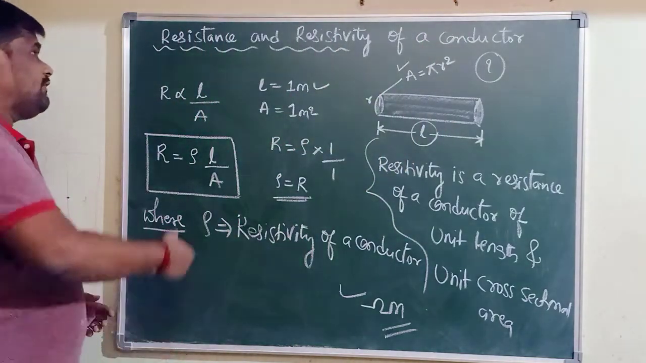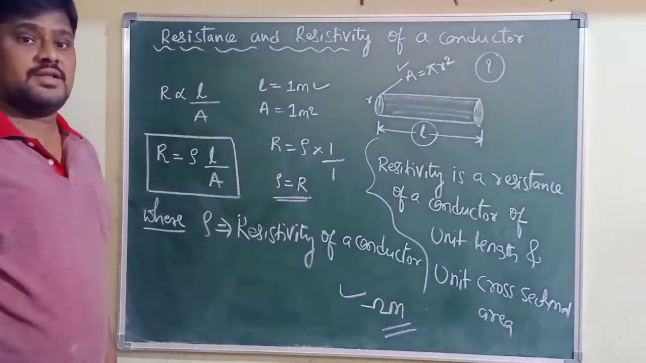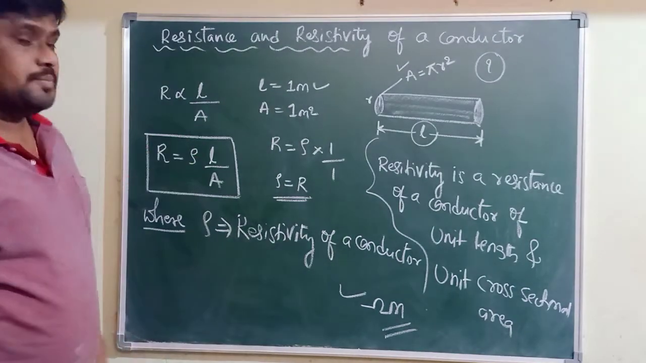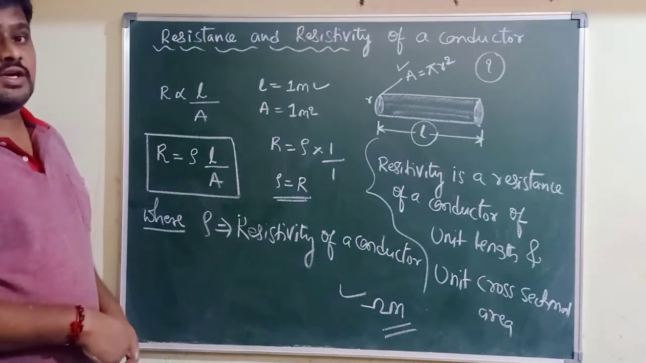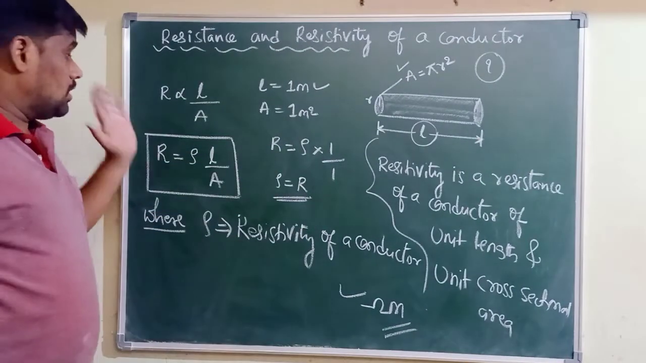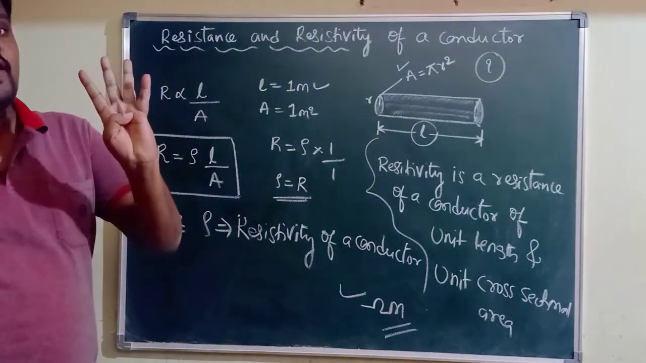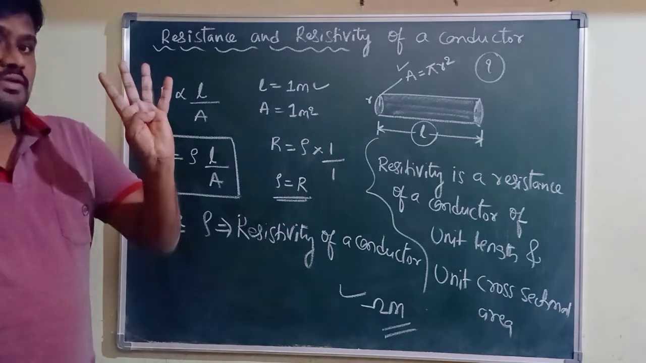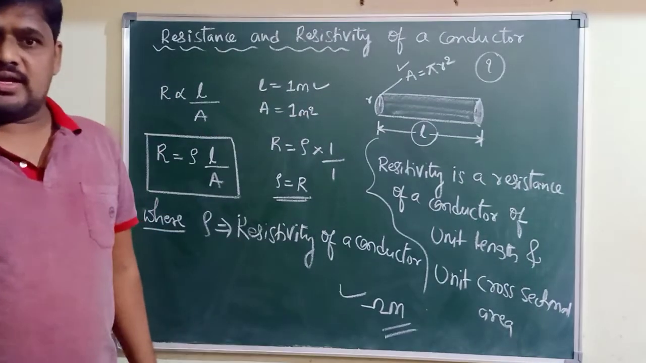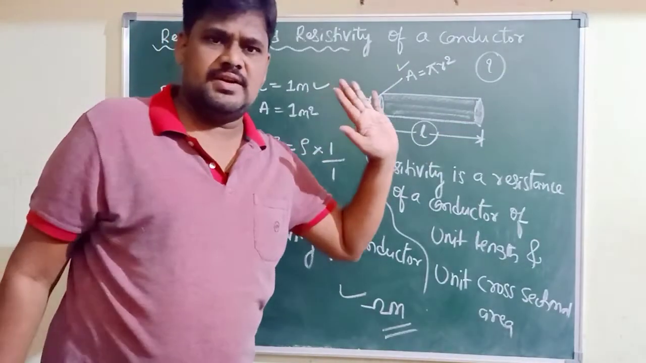Then mention the factors on which resistance of a conductor depends. Resistance depends on the length of a conductor, the area of cross section of a conductor, the temperature of a conductor, and also the material of a conductor. Resistance depends on four factors: one length, second area, third temperature, fourth material. Resistivity depends only on two factors: one is material, another is temperature.